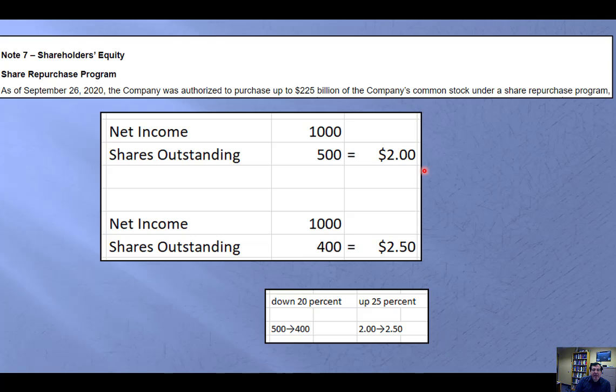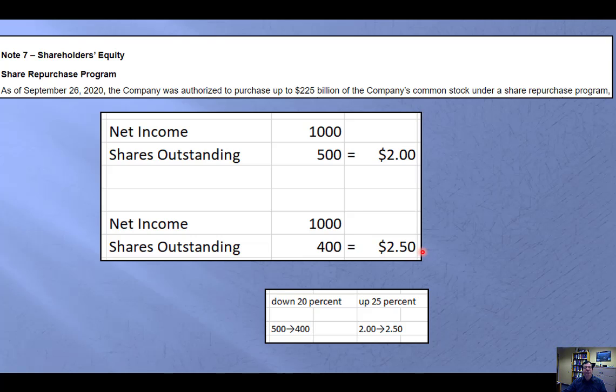Second point. They have a buyback program. Let's see what a buyback does. The company was authorized to purchase up to $225 billion of the company's common stock under a share repurchase program. So let's have a look. Net income 1,000, shares outstanding 500, earnings per share. Net income 1,000, shares outstanding less, I bought back 100, earnings per share nicely up.